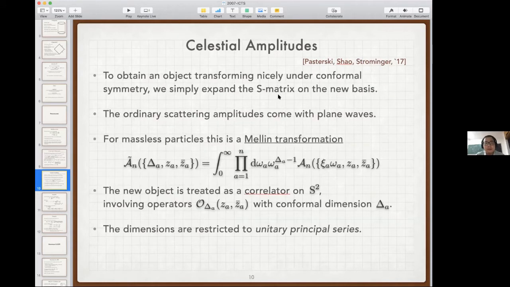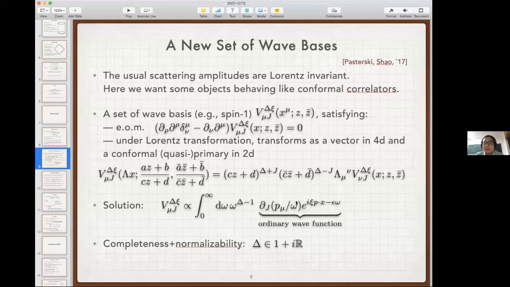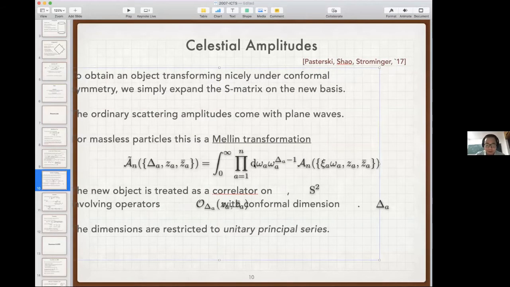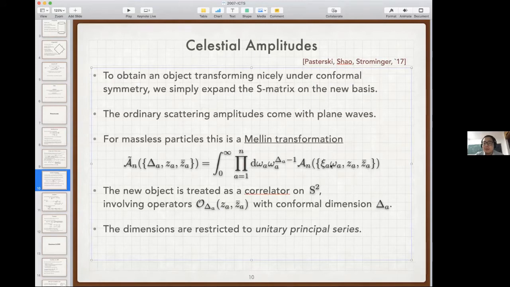Now, with this in hand, we can try to figure out what the scattering amplitude should look like with these new wave functions. And due to this relation between the new wave functions and the ordinary plane wave functions, we could easily see that the new kind of object that we want to seek can be just obtained from a simple transformation of the ordinary scattering amplitude. So this is the amplitude that we usually talk about, and to obtain a new quantity following from the new wave functions that we talked about, it's sufficient just to take all the energies for every external particle and do this Mellin transformation.